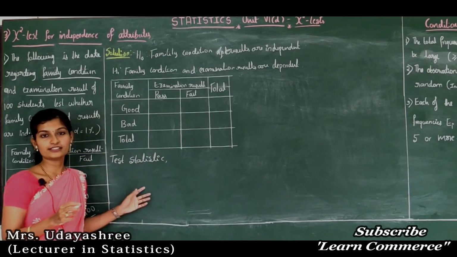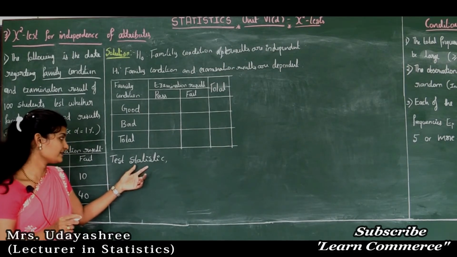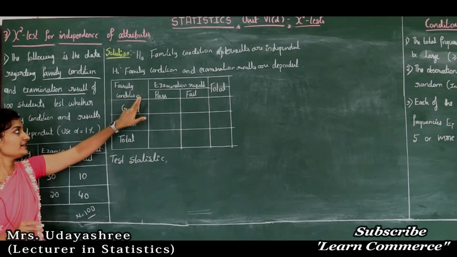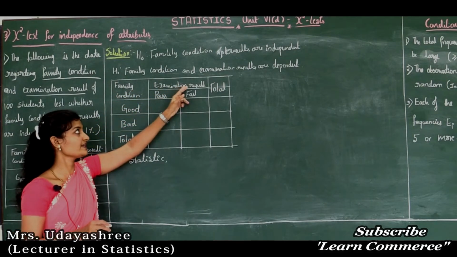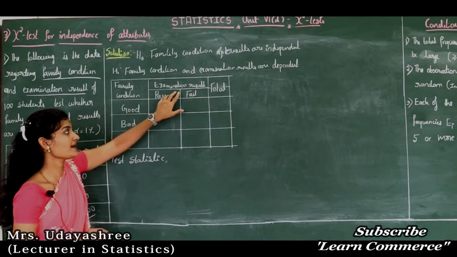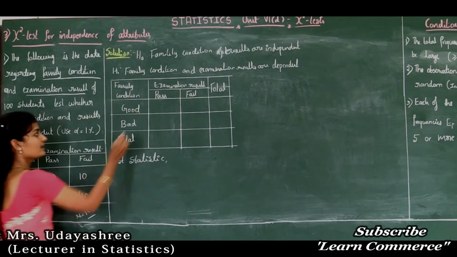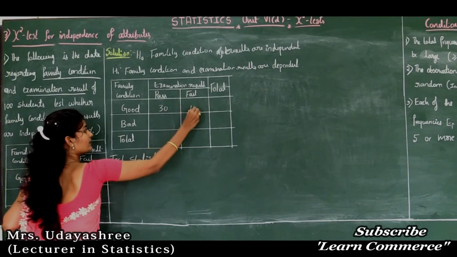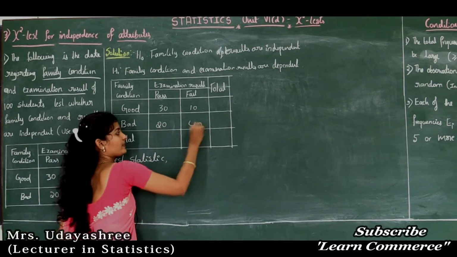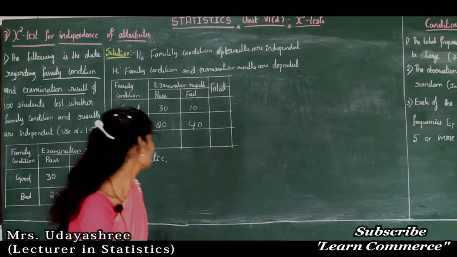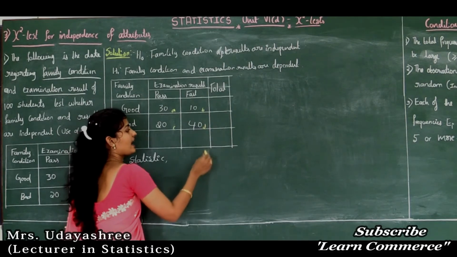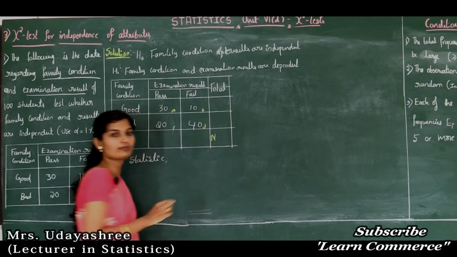Using a 2 cross 2 contingency table, we can write the test statistic. The given information is like this. The first column is the first attribute, family condition, good and bad, and the next one is examination result, pass and fail. The given frequencies are 30, 10, 20 and 40. I will consider 30 as A, this is B, this is C and this is D, and the total observation is denoted by capital letter N.